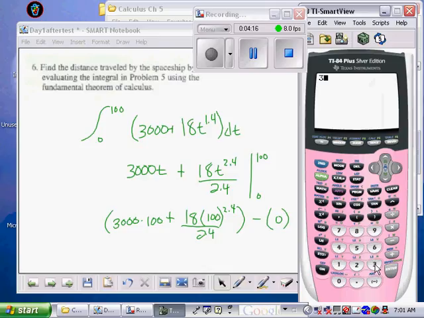Alright, so you can either type it in times 100 plus, what was that?